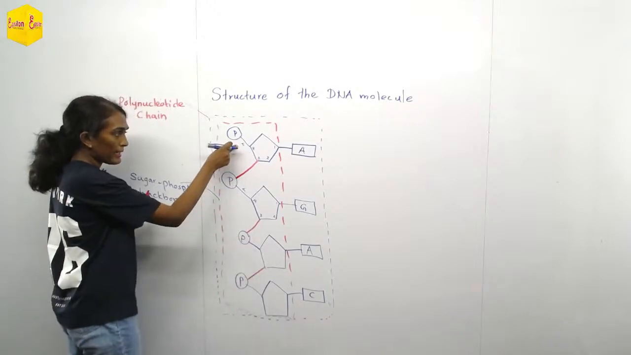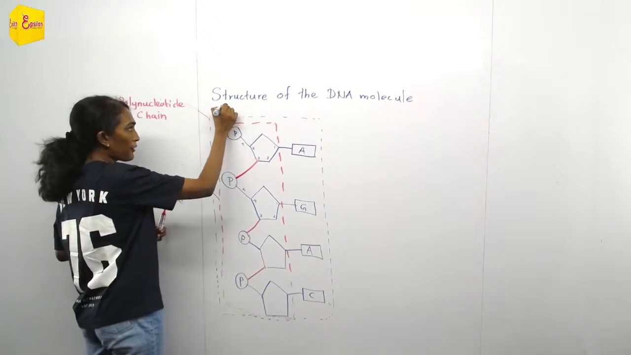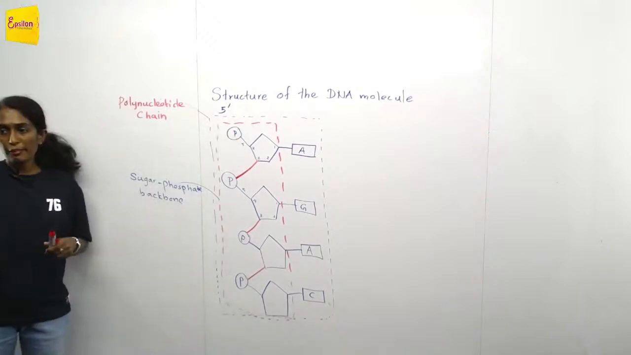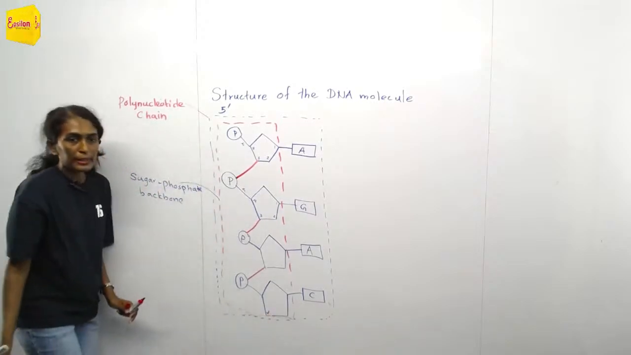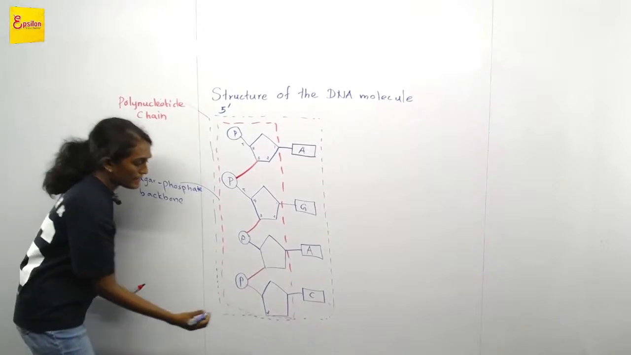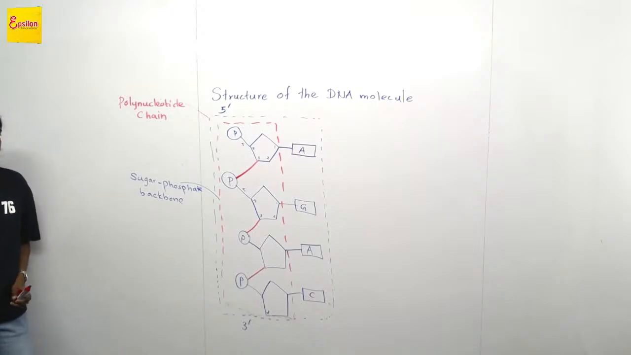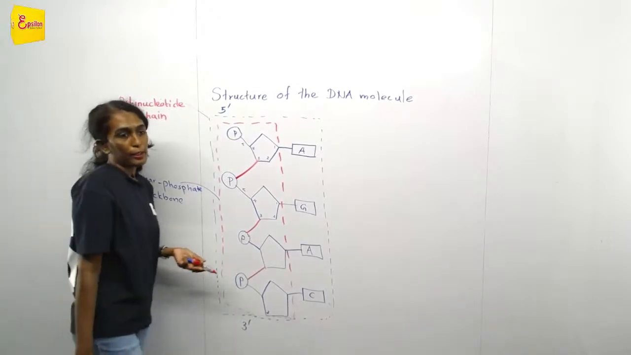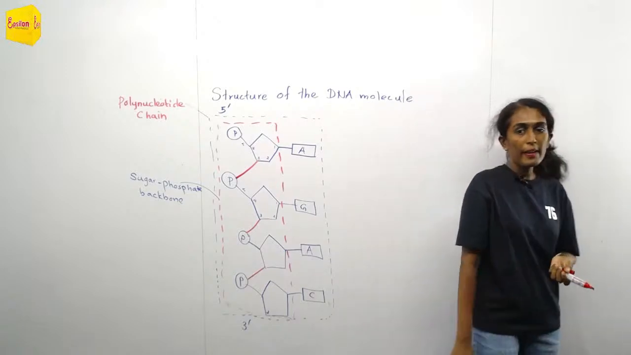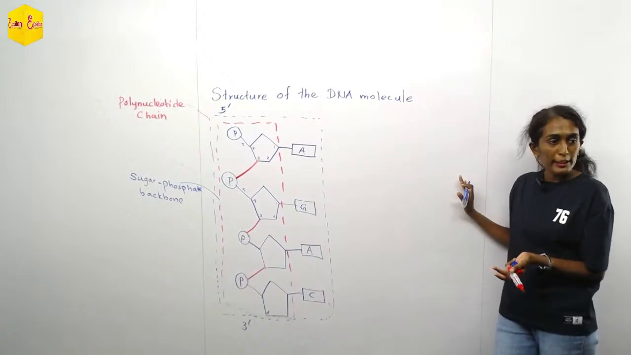Here you can see that the 5th carbon is free now. So this end of the DNA molecule, we call it as 5' end. And this side, you can see that the third carbon is free now. We call this as the 3' end. Alright? So here it is having only one polynucleotide chain. For the DNA molecule, how many polynucleotide chains are there? 2. So I'm going to draw the other polynucleotide chain.